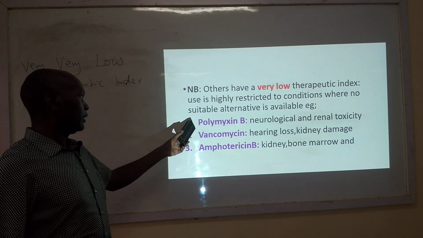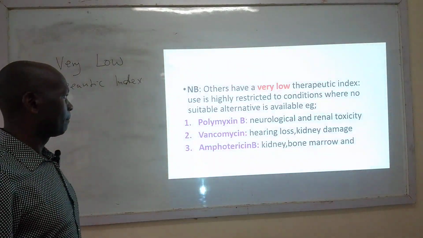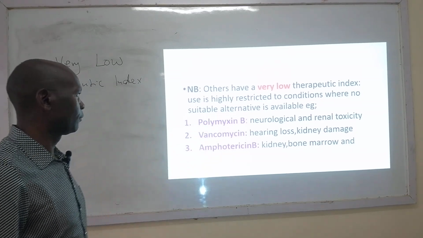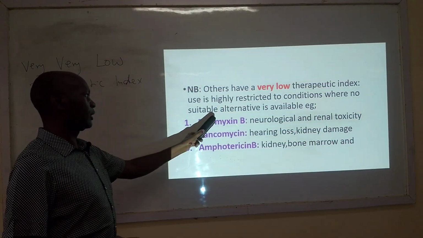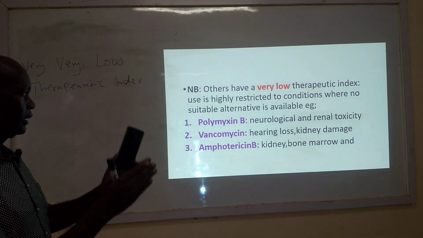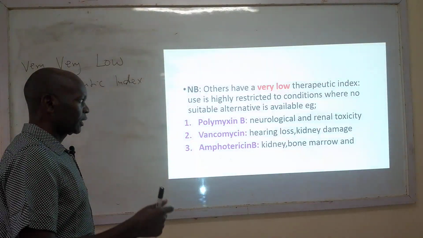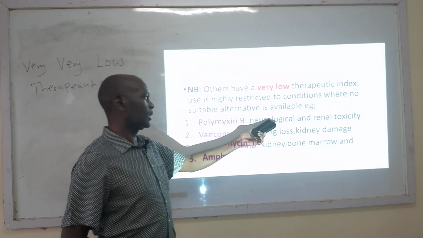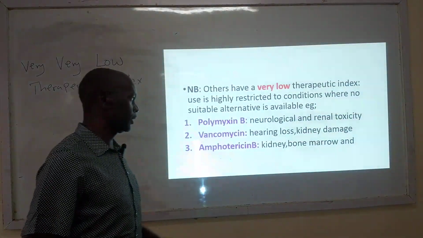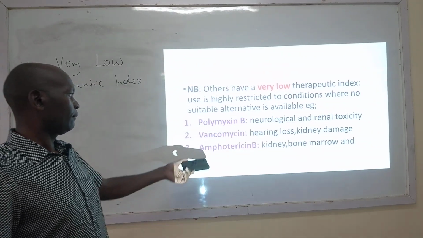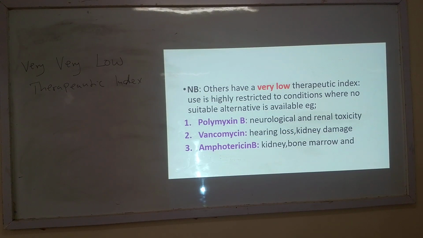And therefore, the example is polymyxin B. These are very effective antibiotics which work on the bacterial cell membrane. But it has a very, very narrow therapeutic index. Any small overlap will give you neurological problems as well as renal issues. Vancomycin the same, amphotericin B also the same.